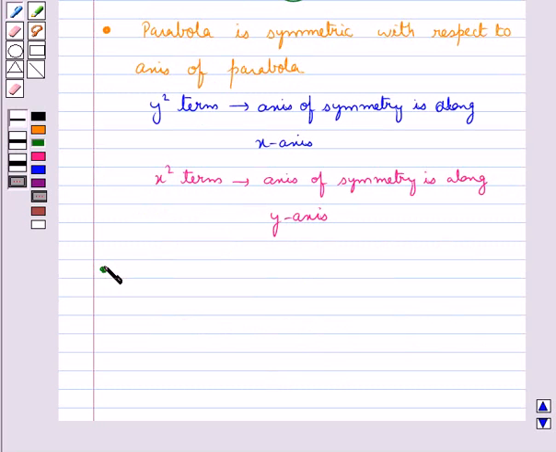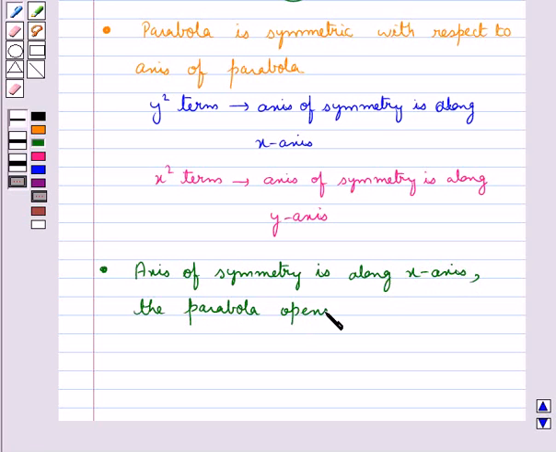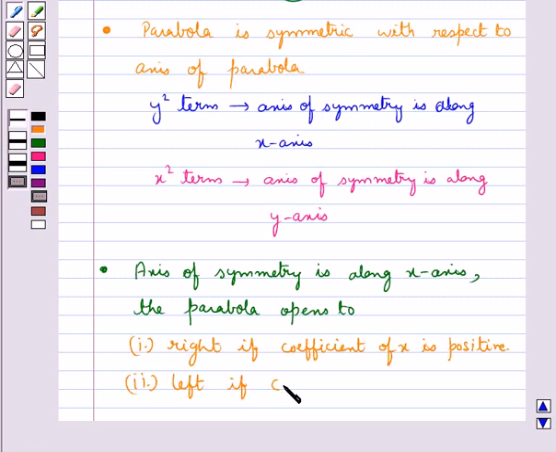Then next we have, when the axis of symmetry is along the x-axis, then the parabola opens to right if coefficient of x is positive and it opens to left if coefficient of x is negative.